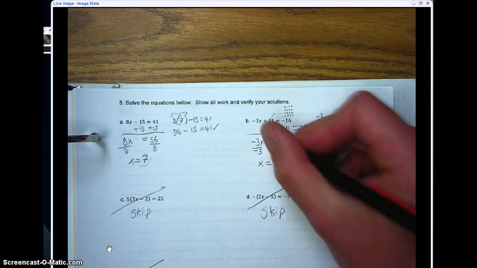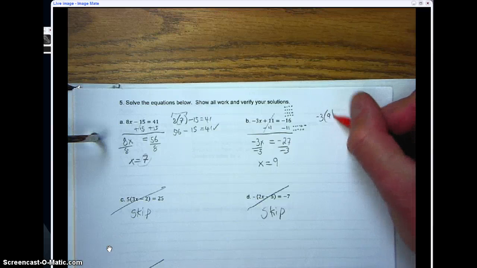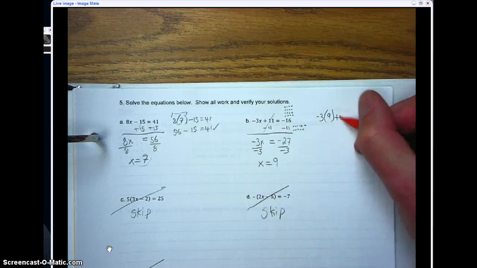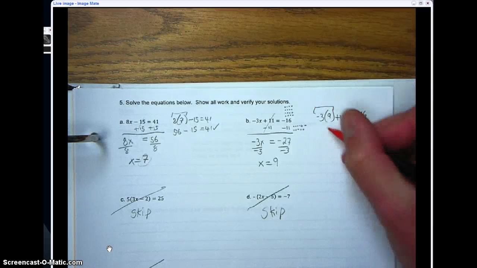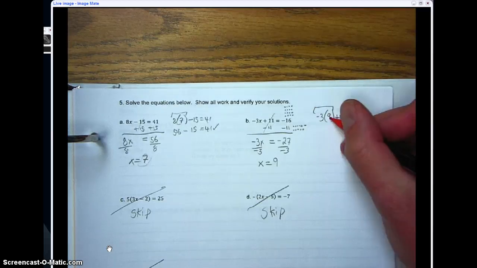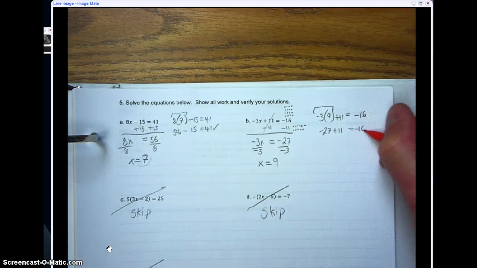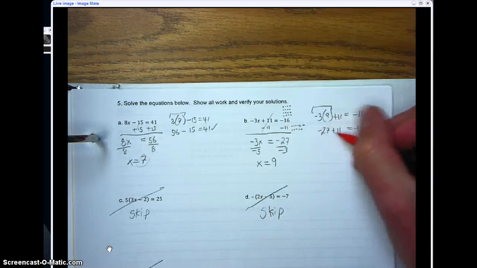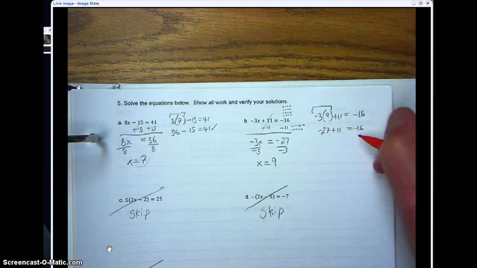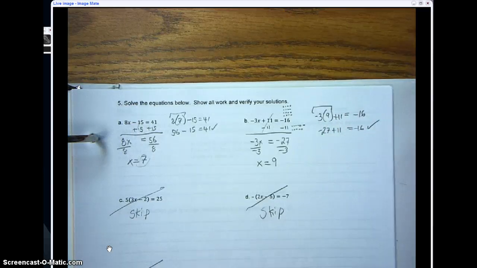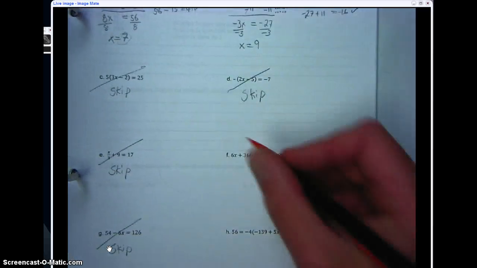Let's take the original equation, replace the x with the number that we just got, add 11 to it, and we should end up with negative 16. So multiply those. A negative times a positive is a negative. 27 plus 11 equals negative 16. And if I think of these as zero pairs canceling, if I have 27 and 11, 11 of them are going to cancel out and leave me with, guess how many? Negative 16. Okay, let's move on down to letter F.